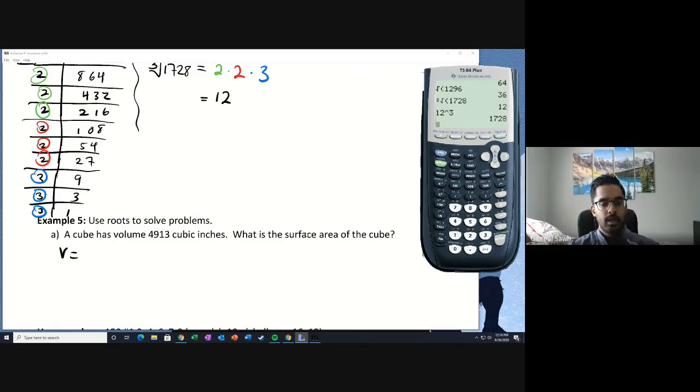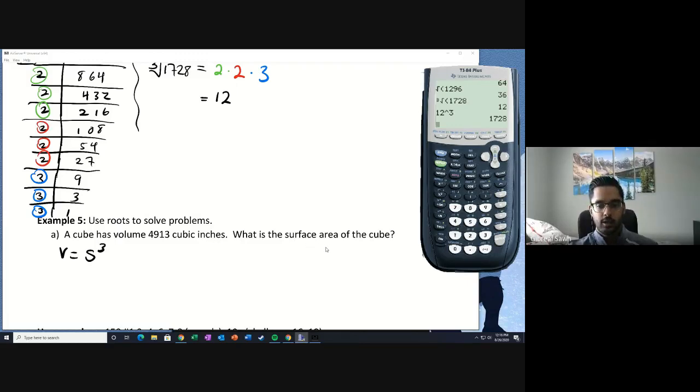Now, if it's a cube, its base is a square, and its height is basically a length, which is the same dimensions as the length and width of that square. Like all of the dimensions are the same if it's a cube. So you can say that it's the side length cubed. That will give you the volume of your cube.